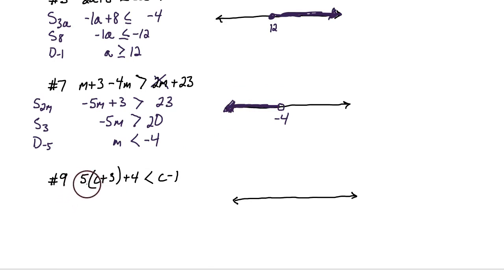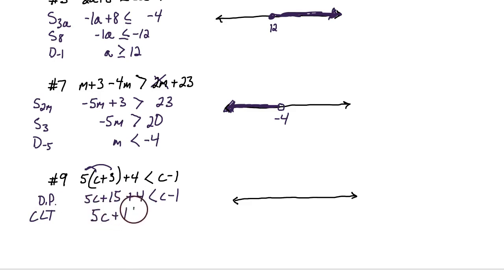Question 9. There are some parentheses here with a number in front, so I'm going to do the distributive property as the first step. 5 times c, and then 5 times 3. 5 times c is 5c, and 5 times 3 is a positive 15. And then write down the rest of the question. Next step, how about we combine like terms to put the 15 and the 4 together as a single number? So that makes 5c plus 19 is less than c minus 1.